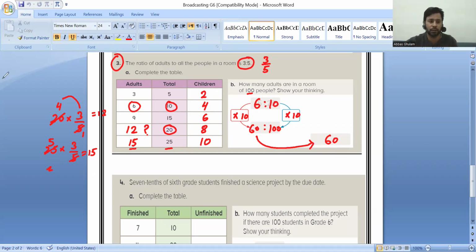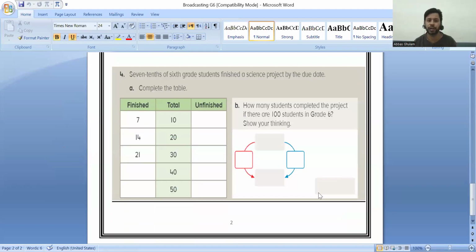Let's try another example to understand it more. In the next example, we have 7/10. First of all, we must know what 7/10 means. 7/10 means 7 out of 10. This is a fraction. We can also write it as 7 ratio 10, or 7 to 10. This is the fraction form, this is the ratio form, and this is the word form. We can write it in three forms. So let's try to complete it.